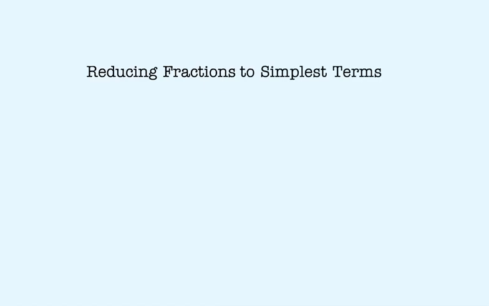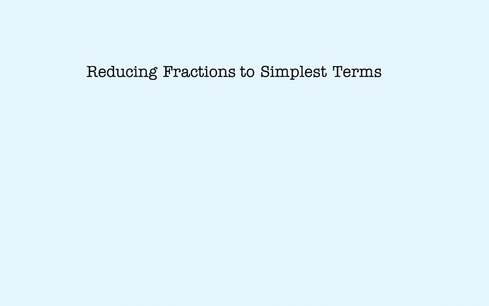You've already learned how to reduce fractions by rewriting them with a smaller denominator, and you've learned how to find the greatest common factor of two numbers. In this lesson, you'll put both of these together to rewrite fractions with the smallest possible numbers. This is referred to as reducing the fraction to simplest terms.